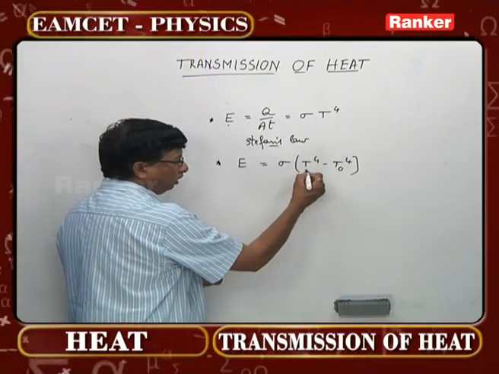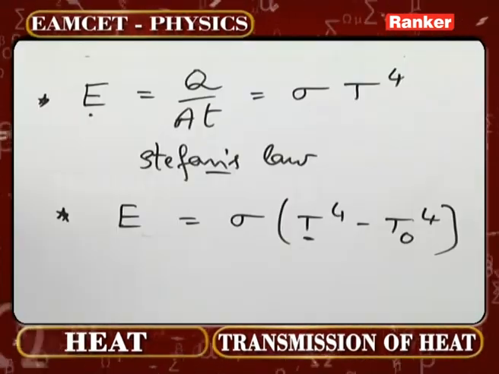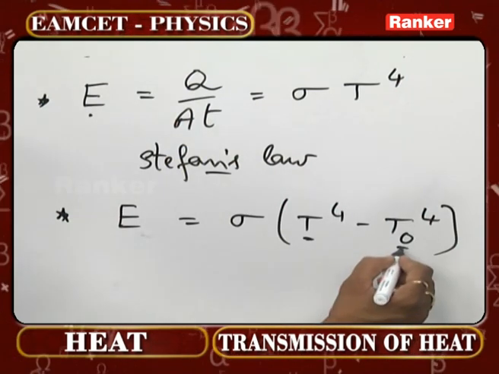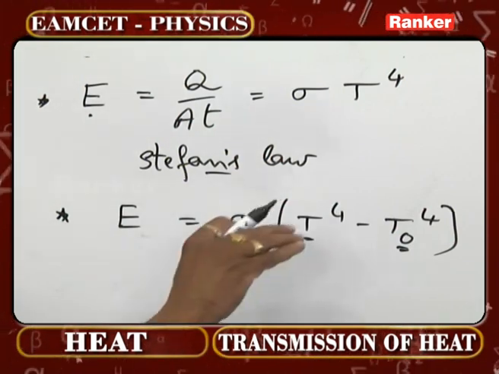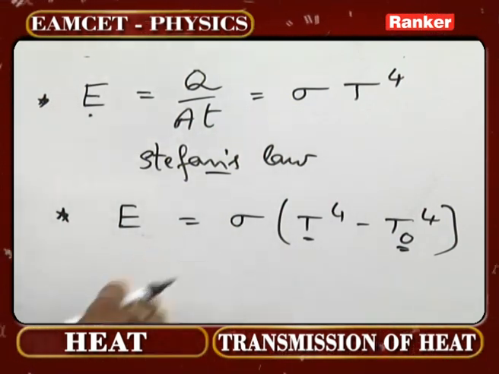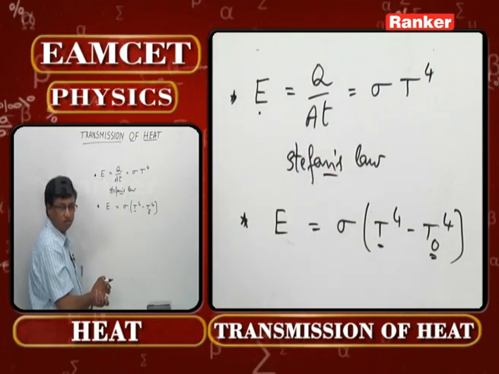What is this T over here? It is the temperature of the black body that has been taken, absolute value of temperature, no doubt. And what is this T naught here? That T naught is generally taken as the absolute temperature of the surrounding medium, or the medium in which we are placing that black body.